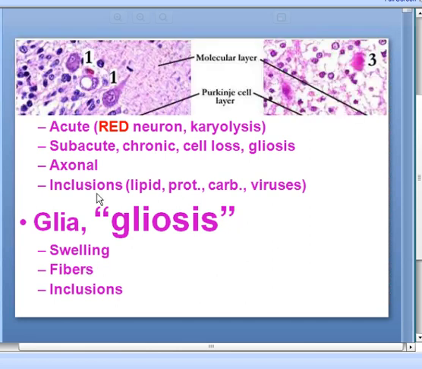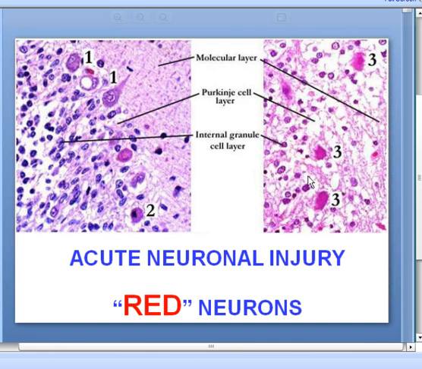Okay, you see these neurons here? You see how they're redder than normal? Do you see how they look like there's no good delineation of the nucleus, even though they're cut at various levels? Those are red neurons, and these happen to be in the cerebellum, those large Purkinje cells, which are the largest neurons of the central nervous system.